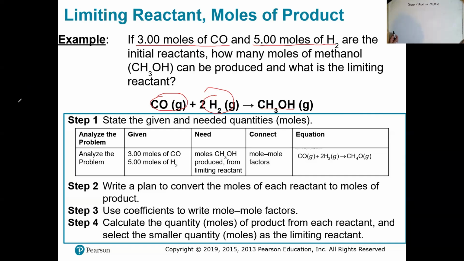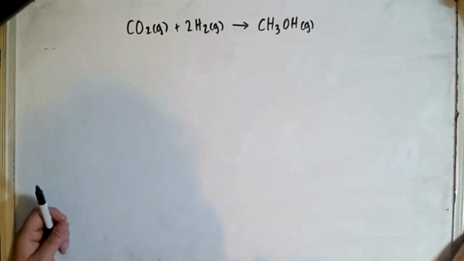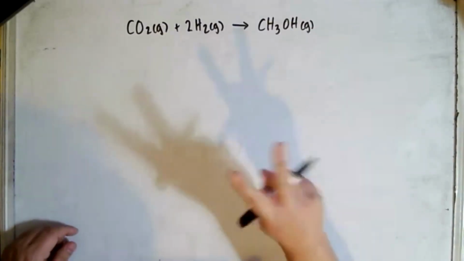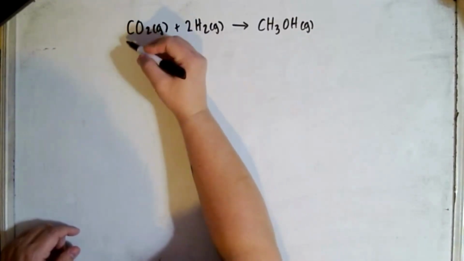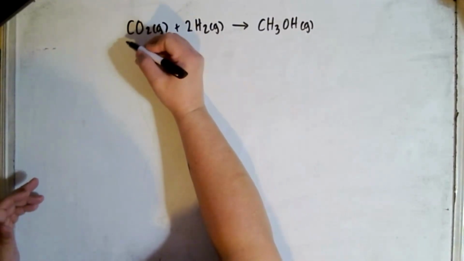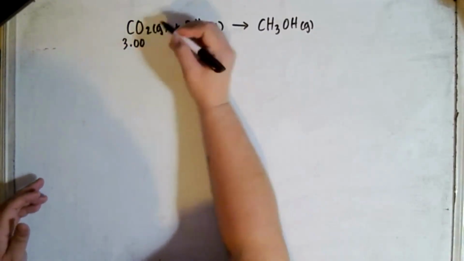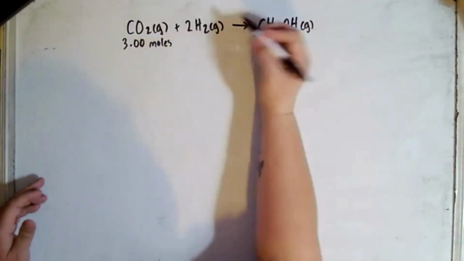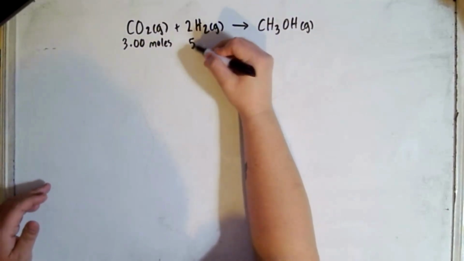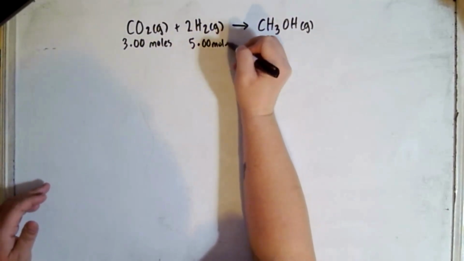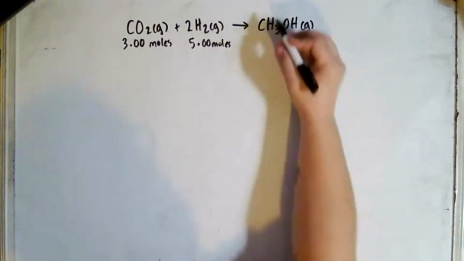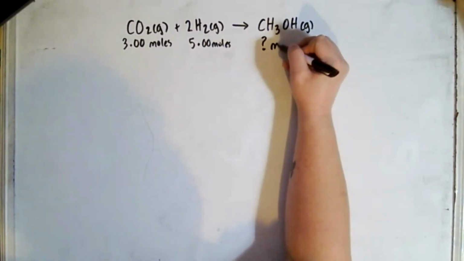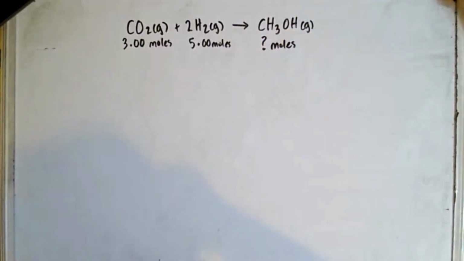Any limiting reactant question involves the same two steps to start with. I like to set up my reaction like with the other stoichiometry questions we looked at, and I like to write the numbers of each of my reactants underneath their position in my balanced equation. And our question here is going to be how many moles of the methanol are going to form.